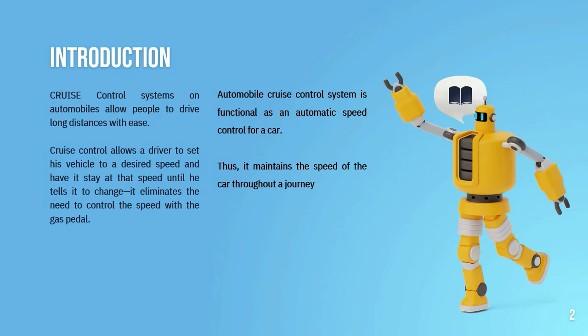Cruise control systems in automobiles allow people to drive long distances with ease. Cruise control allows a driver to set the vehicle to a desired speed and have it stay at that speed until he tells it to change. It eliminates the need to control the speed with the gas pedal. An automobile cruise control system functions as an automatic speed control for a car. Thus, it maintains the speed of a car throughout a journey.